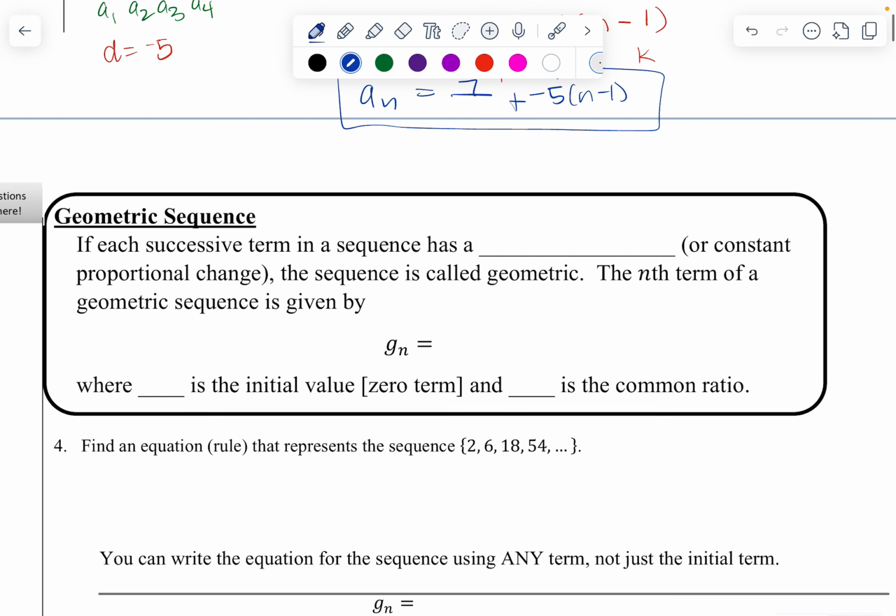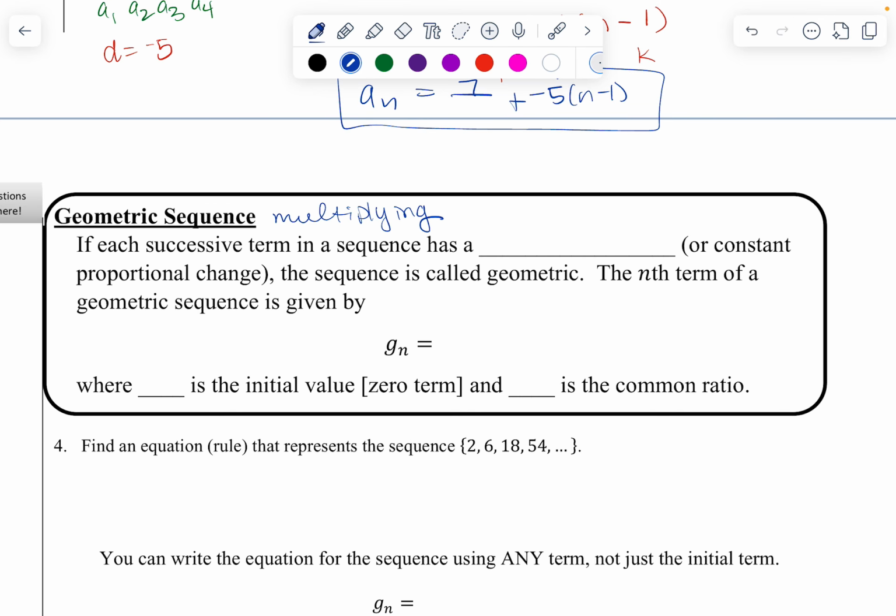All right, let's talk about a geometric sequence. If arithmetic is adding, geometric is multiplication. If each successive term in a sequence has a common, not difference, but ratio, or a constant proportional change, the sequence is geometric. The nth term of a geometric sequence is given by the initial value, g naught, times the common ratio to the nth power, where n is the number of the term that you want, g naught is the initial value, and r is the common ratio.